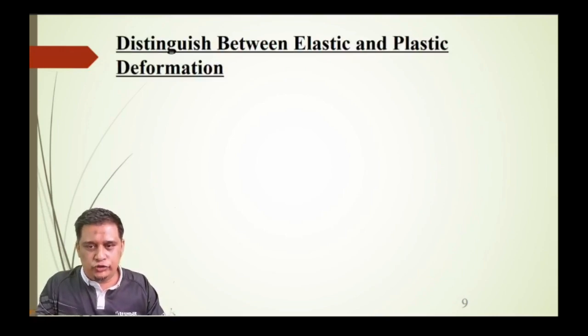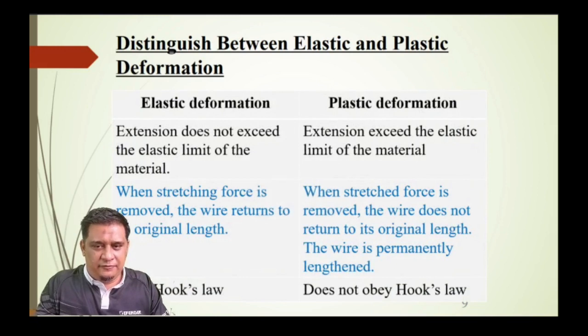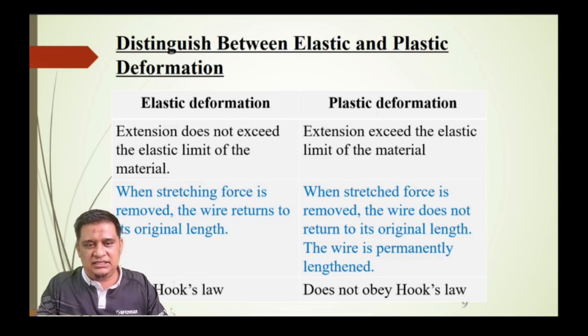I want to show the distinction between elastic and plastic deformation. First, in elastic deformation, the extension does not exceed the elastic limit of the material. That's why the material will return to its original shape. In plastic deformation, the extension exceeds the elastic limit of the material. So, the material cannot return to its original shape.